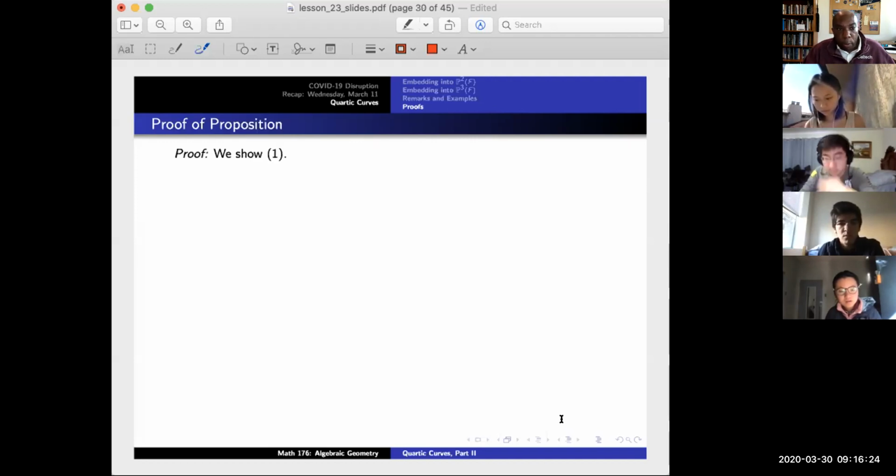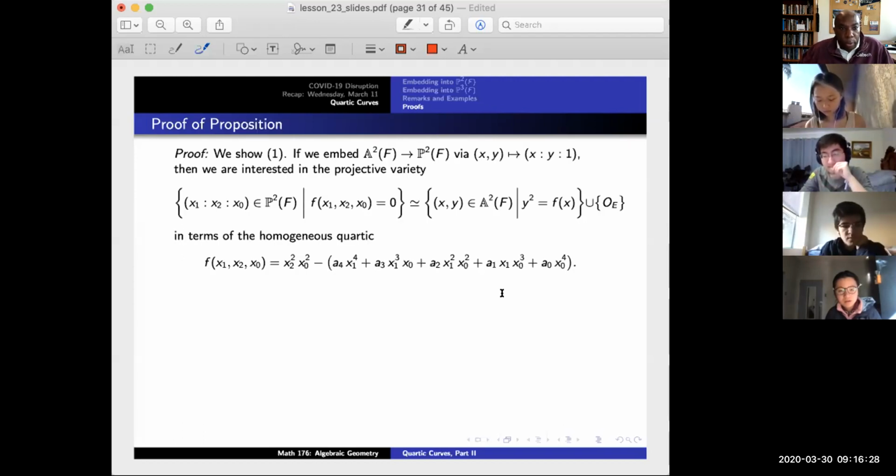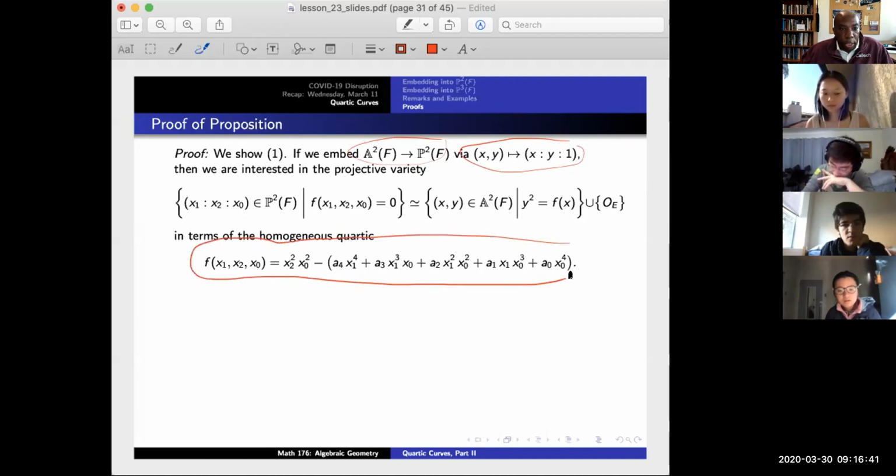So let's start off by proving the first one, that we actually have singular points. Again, we're just going to try to do the naive thing of, say, embedding everything into P2 by simply doing this here. And of course, that really comes down to looking here at this homogeneous quartic, right? So this homogeneous polynomial of degree 4. So we want to prove that our so-called point at infinity is a singular point.